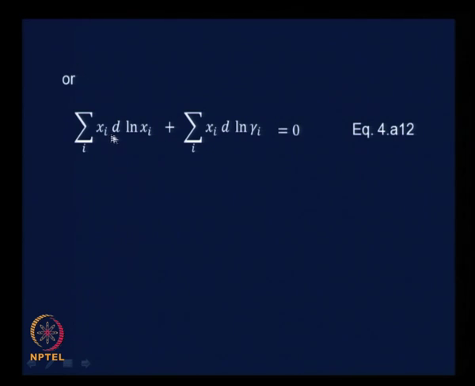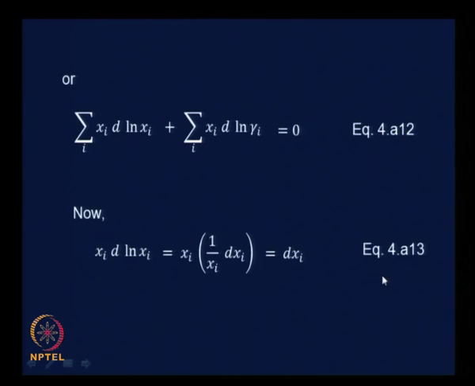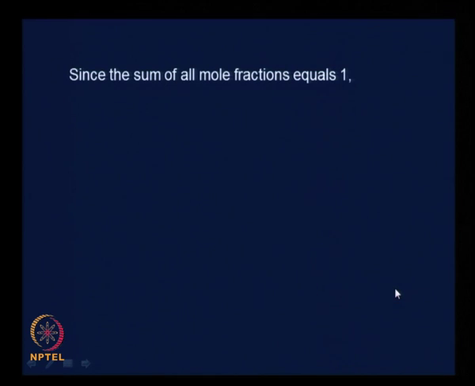Now, let us expand this in terms of xi. xi d ln xi is nothing but xi into 1 by xi dxi, d ln xi is nothing but 1 by xi dxi from the definition. Therefore, which is nothing but dxi because xi and xi are going to cancel out. Let us call this equation 4a13. Now, if we take the sum over all i's with the note that sum of all mole fractions is 1, which is a constant, here is how it goes to 0.